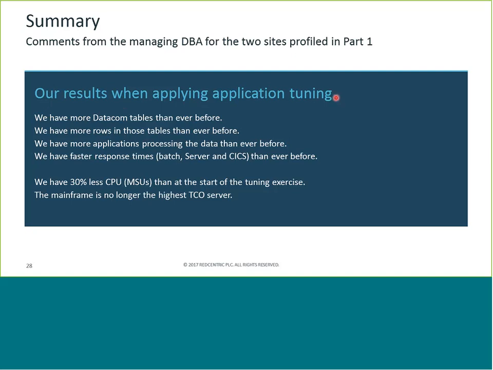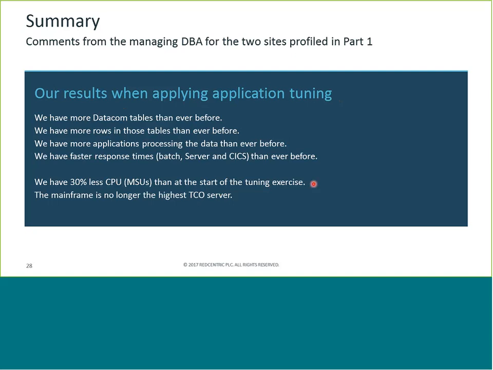So our results when applying this application tuning I've been going through here, we now have more Datacom tables than we ever had before. We have more rows in those tables than we ever had before. And we have more applications processing them than we ever had before. We now have faster response times across the board in batch, server, and CICS than ever before. And we have reduced the MSU cap on this mainframe by 30%.